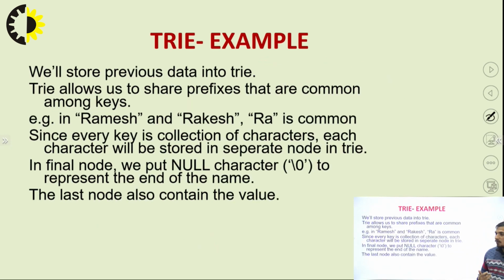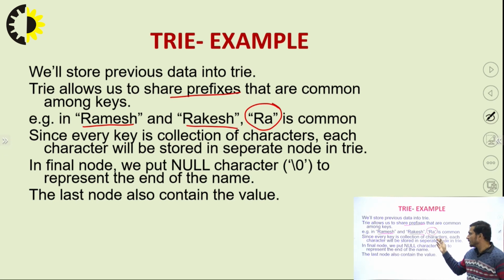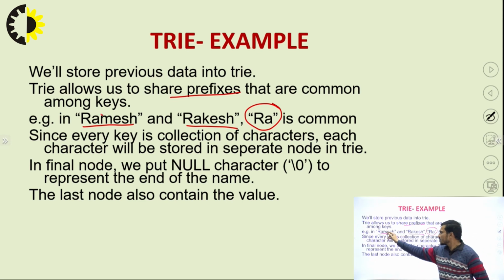Now what we are going to do is store this data in the trie. Here we can take a look at Ramesh and Rakesh. What tries allow is sharing the prefixes which are common among the keys. In Rakesh and Ramesh, this RA is common. Since RA is common, we can have the same storage for RA, and from there we can have different storages for the distinguished substrings.